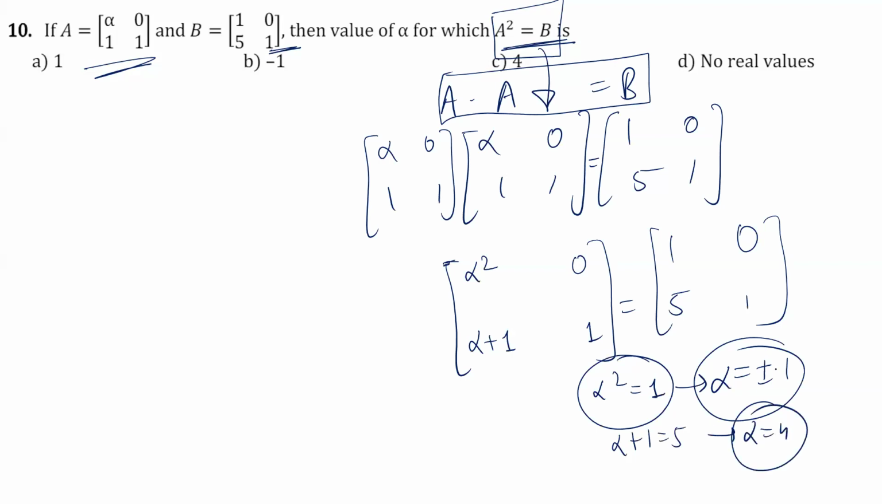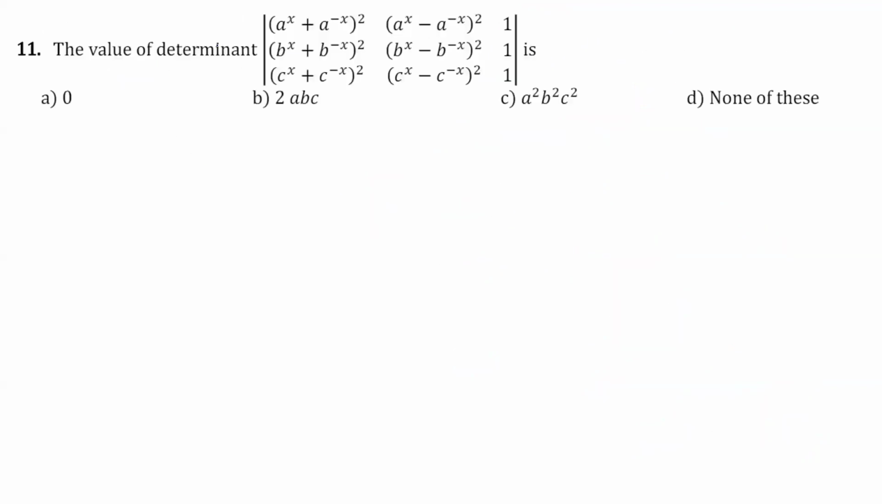You can see that you are getting two different values of alpha, which should not be the case, because if you put alpha equals to 1 here, this will become 2. That means this equation is never satisfied for any value of alpha, so no real values of alpha. The easiest question. Here, this is also very easy, p by q.